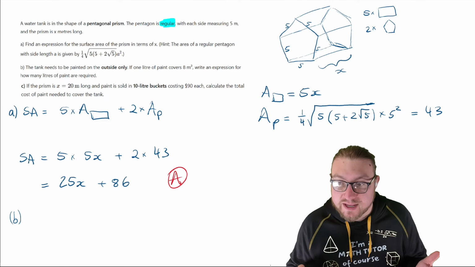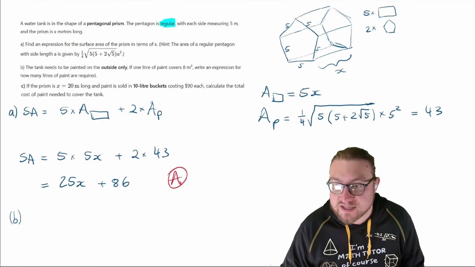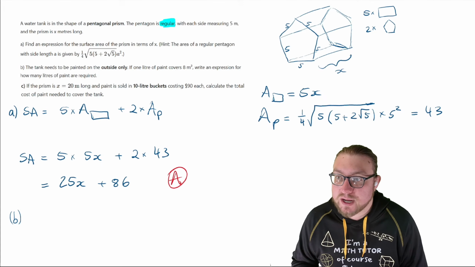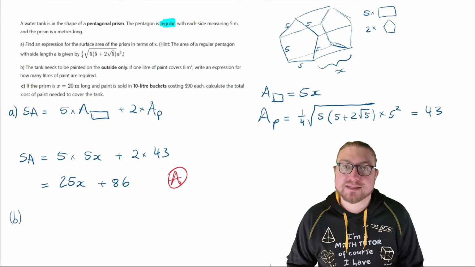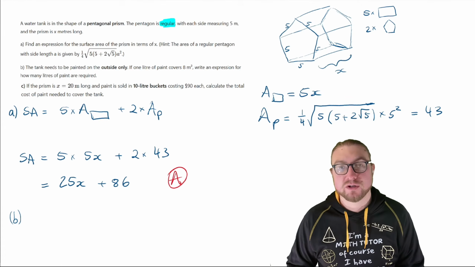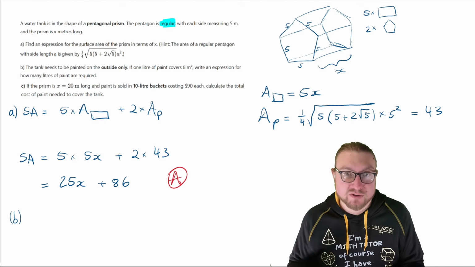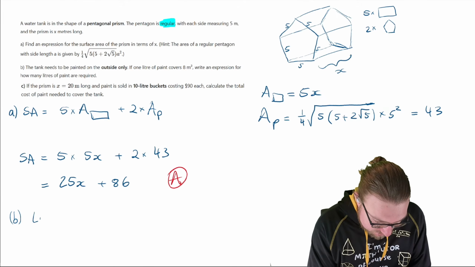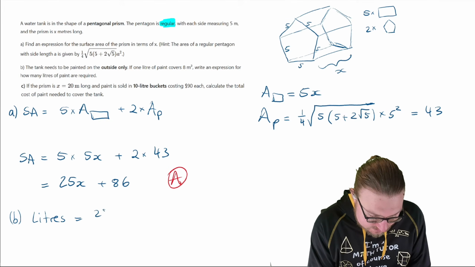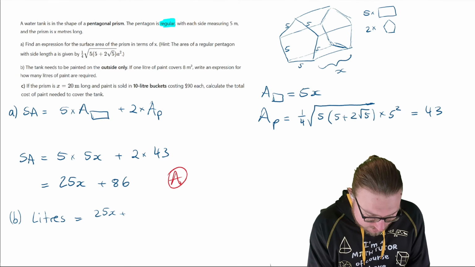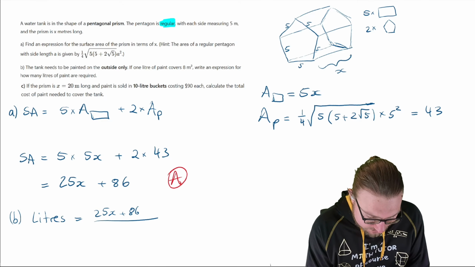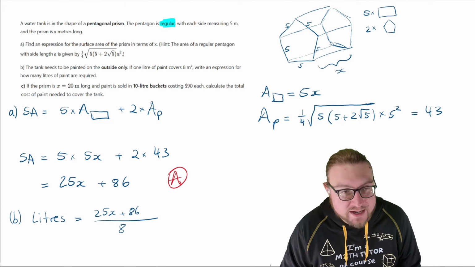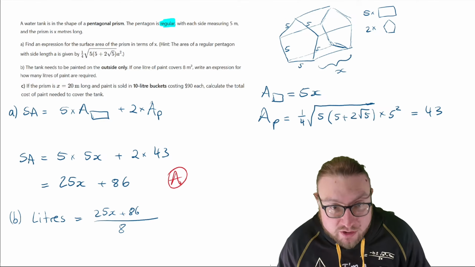We have already got the calculation here of what we have here, 25x plus 86. That is our surface area. And if we know that 8 square meters is covered by 1 liter, if we wanted to find how many liters we need, we just need to divide it by the 8 square meters. So we're going to get the amount of liters is 25x plus 86, all divided by 8 liters. And now we don't really need to change it in any way because we don't know what x is.